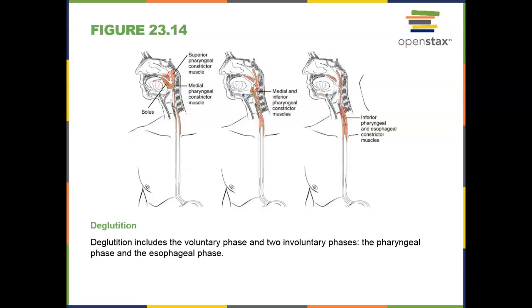The first involuntary phase is the pharyngeal phase. So once the food hits the pharynx, it's no longer under our control. And then food moves from the pharynx into the esophagus, and then we're in the esophageal phase. And food is moving continuously through those peristaltic waves, which I talked about.